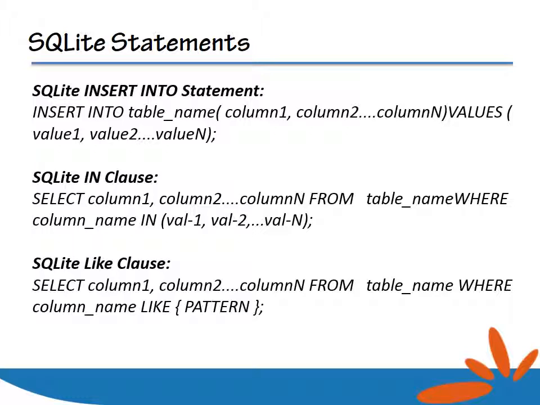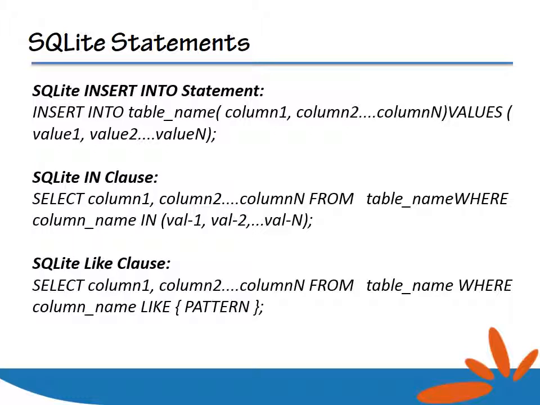The IN clause usually searches a particular record in the database with the specified IN clause values. The next one is the SQLite LIKE clause. The code is SELECT, column 1 going to the last column, FROM, specify the table name, WHERE, specify the column name, LIKE, specify the pattern, either in uppercase or in lowercase.